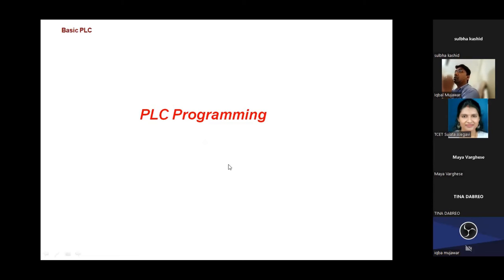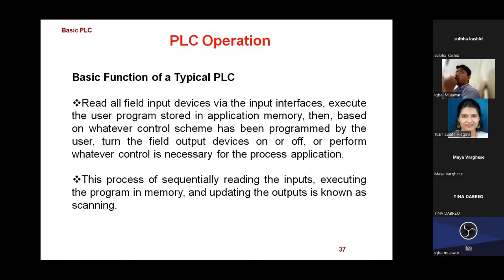Let's move further to the PLC programming part. What is the basic function of a typical PLC? Read all the input devices via the input interface, execute the user program stored in application memory, then based on whatever control scheme has been programmed by the user, turn the output devices on and off or perform whatever control is necessary for the process application. Here there is process sequencing: reading the input, executing the program memory, and updating the output, known as scanning. These are the basic functions of a PLC which we already learned.